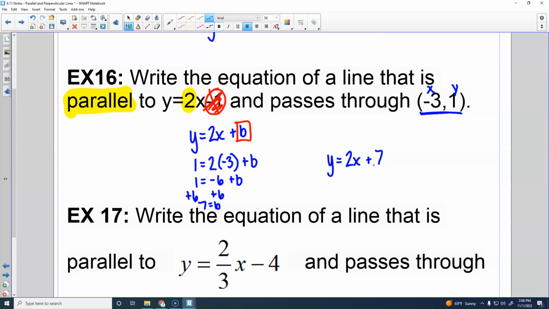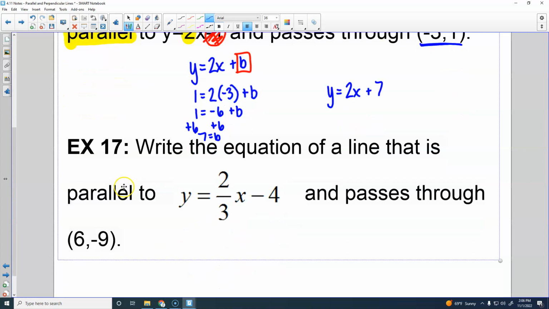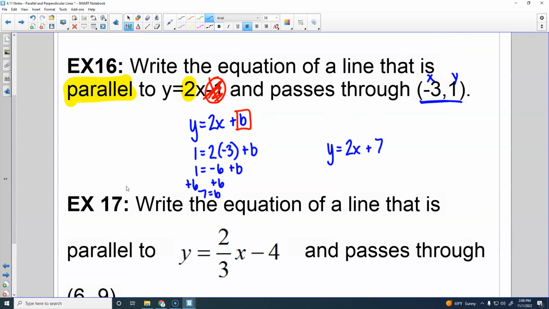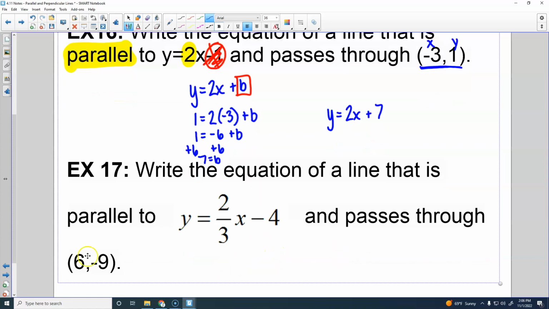Okay, questions? All right. 17 is basically the same question, right? Write the equation of a line that is parallel to y equals 2x minus 4 and passes through 6, negative 9. So try that problem right there. I want you to try that one on your own.